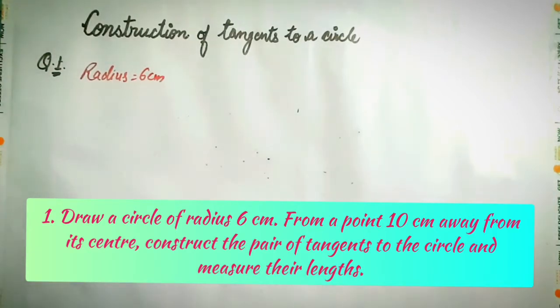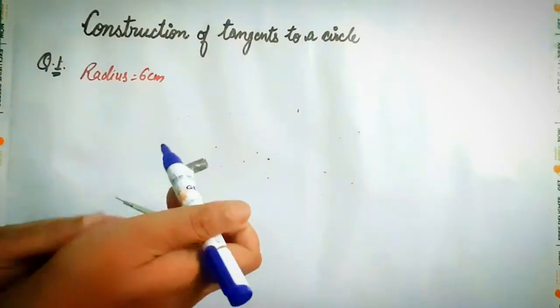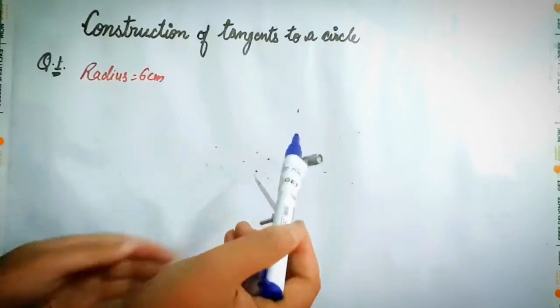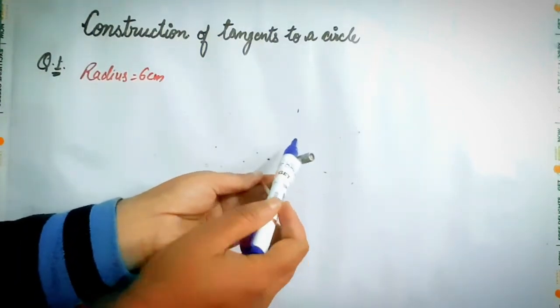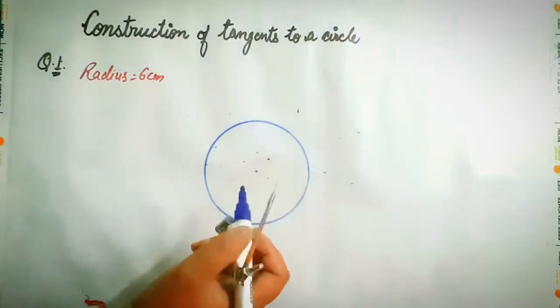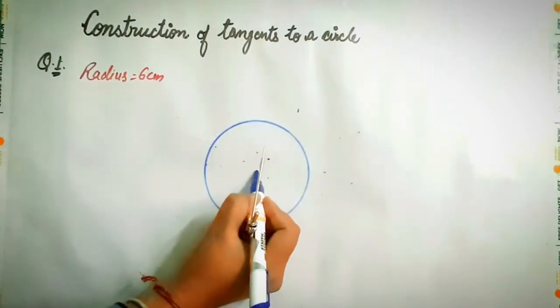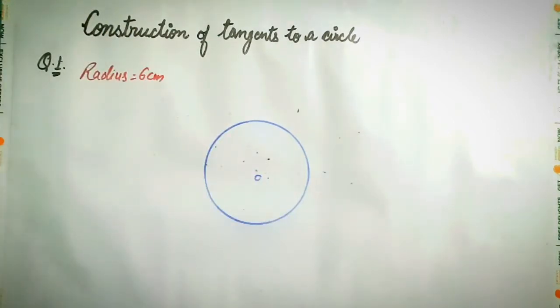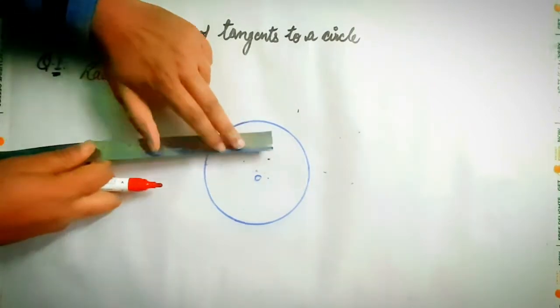So first of all, open your compass equals to 6 cm and draw a circle. So taking radius equals to 6 cm, we have to draw a circle from a point O. Okay, so this point is the center of the circle, let it be O. Then take a point 10 cm away from it. Now how to take that point? First of all, draw one of its radii and extend it.